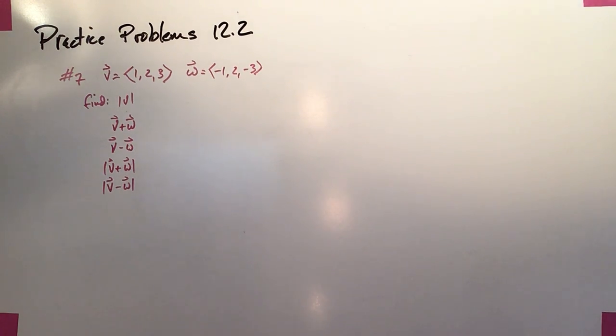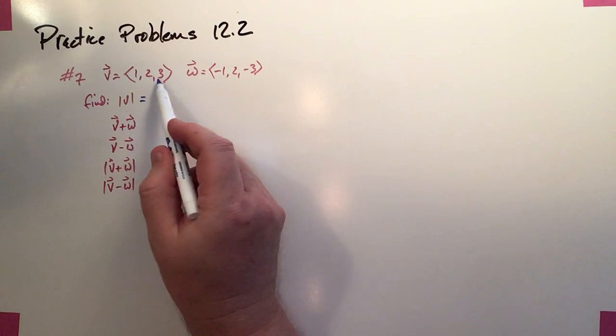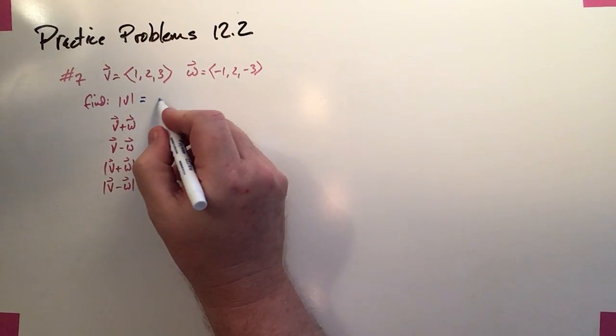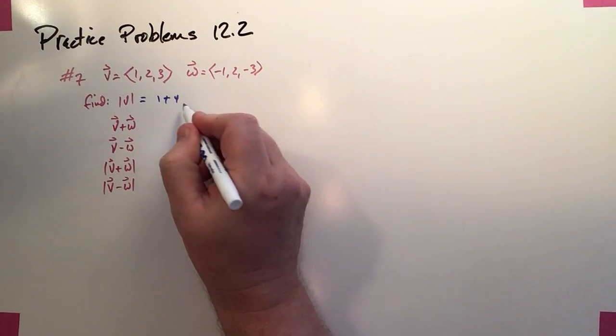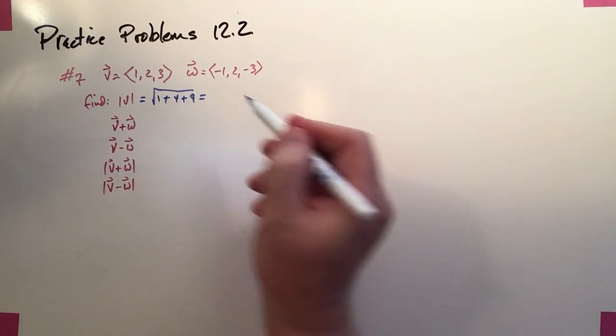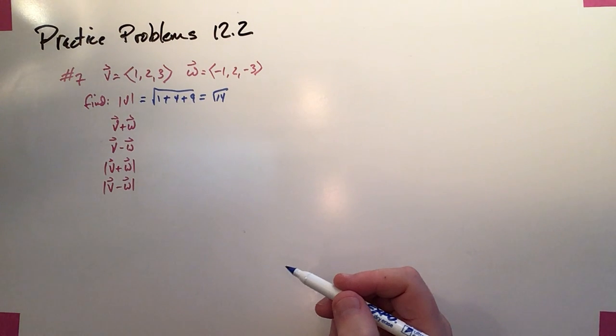Okay, let's compute these. First, the magnitude of vector v. We get that just by using the distance formula on the components for vector v. So that would be 1 squared, which is 1, plus 2 squared is 4, plus 3 squared is 9, and it's the square root of all that. That, of course, would be the square root of 14. So that's the magnitude of vector v.